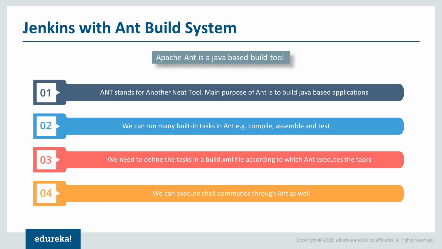So this is the place where there is a big difference when it comes to Maven versus Ant. Maven expects a pom.xml file, whereas Ant expects a build.xml file. In fact, even in Gradle, you have a build file, which has all the instructions to define the tasks and then call them at execution time. And we can also execute shell commands through Ant as well.